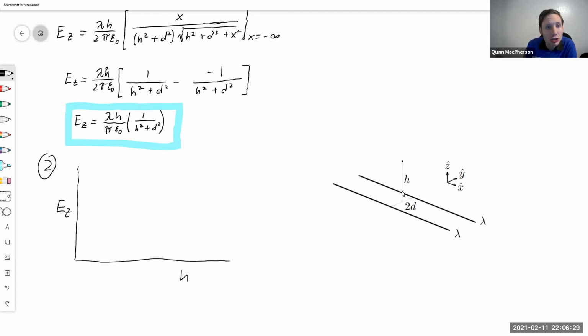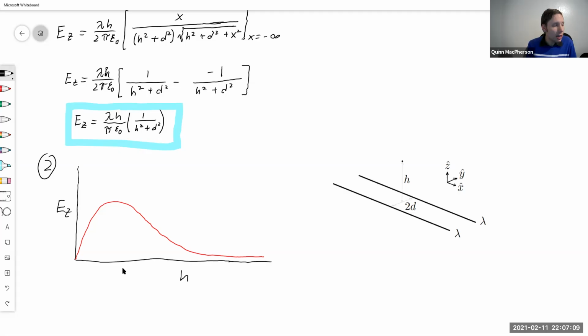As we go up, we get a strong upward field, but then as we go further and further away, the field falls off because the influence of the line charges dissipates as you're further from them. This results in an electric field which looks something like this. It's 0 at the beginning, goes up to a maximum, and then falls off, like so. And that is indeed what this function will do as you increase H. So that's question number 2.